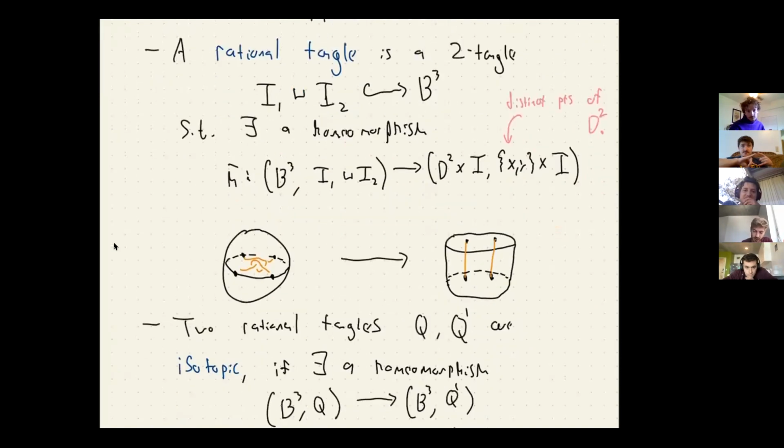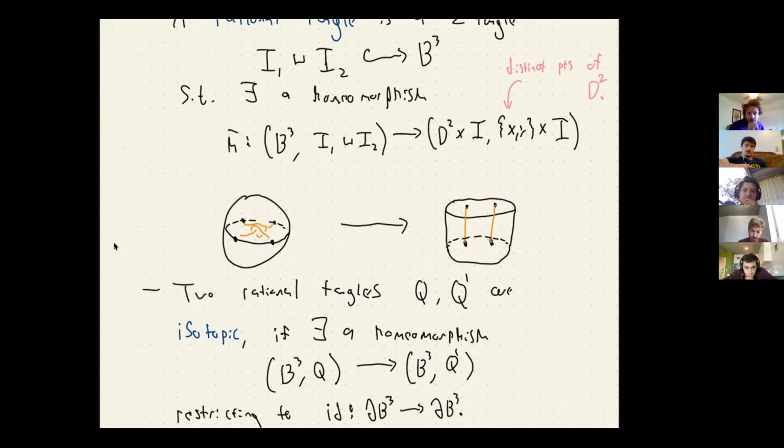So what would that look like? That would look like we've got some two tangle. It's crazy in there, but it's rational if we can provide a homeomorphism onto this guy so that the arcs fall onto these like vertical copies of the interval.